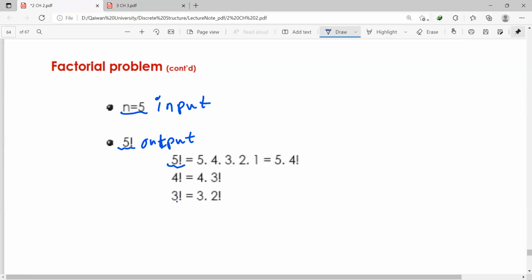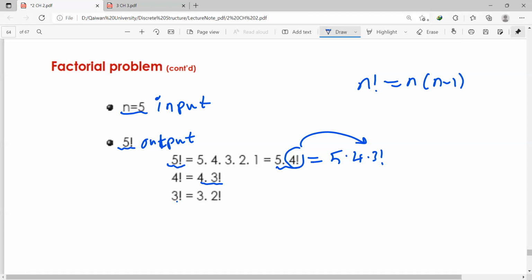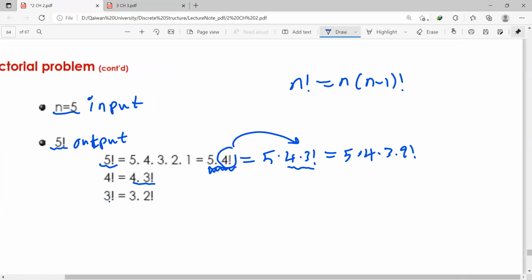You see, 5 factorial equals 5 times 4 factorial. Then 4 factorial is 4 times 3 factorial, so this becomes 5 times 4 times 3 factorial, because we replace 4 factorial by 4 times 3 factorial. We said n factorial equals n times n minus 1 factorial, and that's true. Then 3 factorial is 3 times 2 factorial, so you have 5 times 4 times 3 times 2 factorial. And 2 factorial is 2 times 1 factorial, and 1 factorial is itself, which is 1. So you get 5 times 4 times 3 times 2 times 1. This is the factorial of 5.